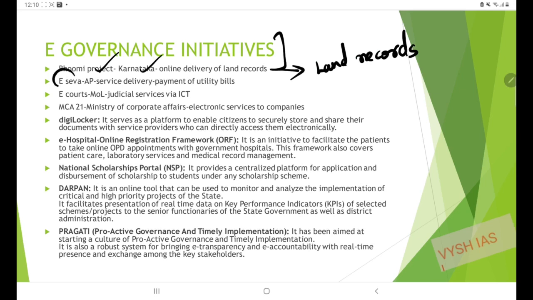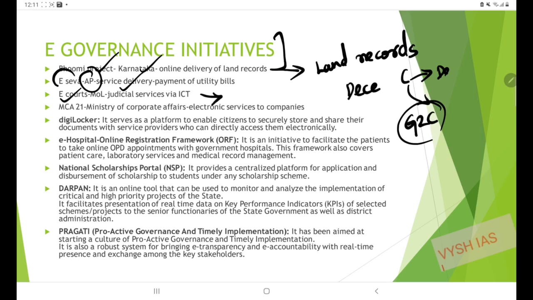Then next is e-Seva. This is by Andhra Pradesh. It is like a service delivery. It is a decentralized approach. So citizens are linked with government departments. So here you can see this is a G2C interaction, e-Seva. Okay. So next is e-courts.